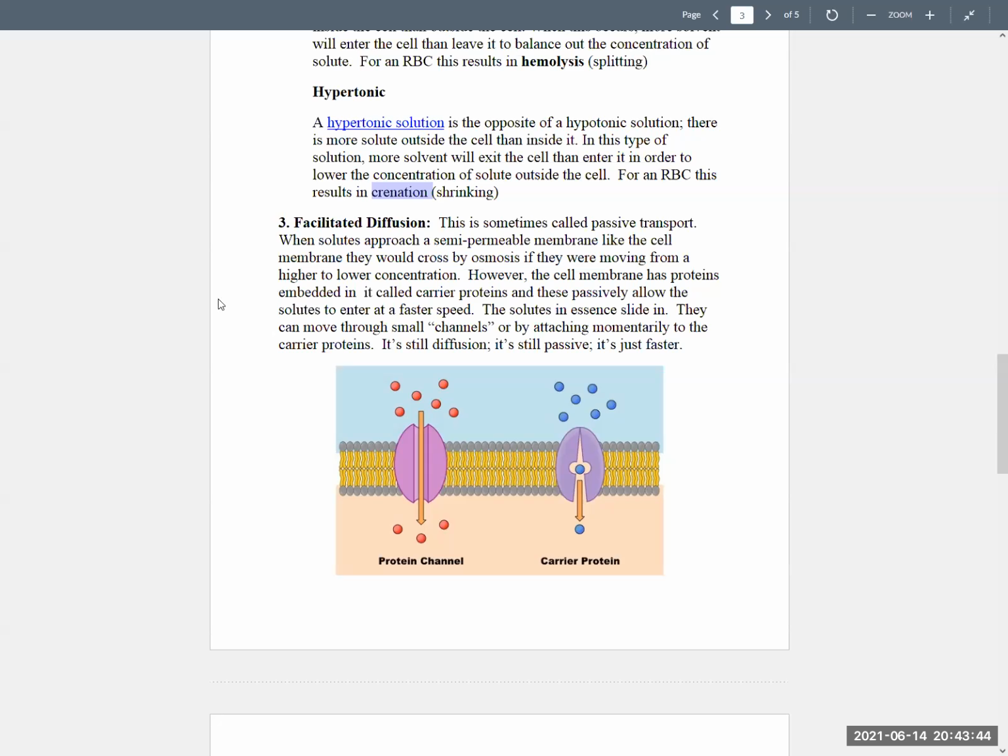Facilitated diffusion, sometimes called passive transport. Passive because it doesn't require any energy. Facilitated diffusion is diffusion of the solute from higher to lower concentration. It's always that way with diffusion, but at a faster rate than would normally be expected. There's something helping out. Usually in the membrane, pictured below, you have what's called a protein channel or a carrier channel, and it moves things across faster without the expense of energy.